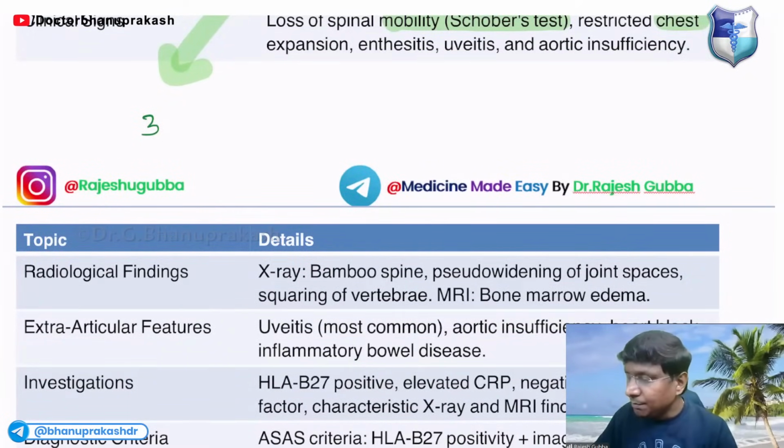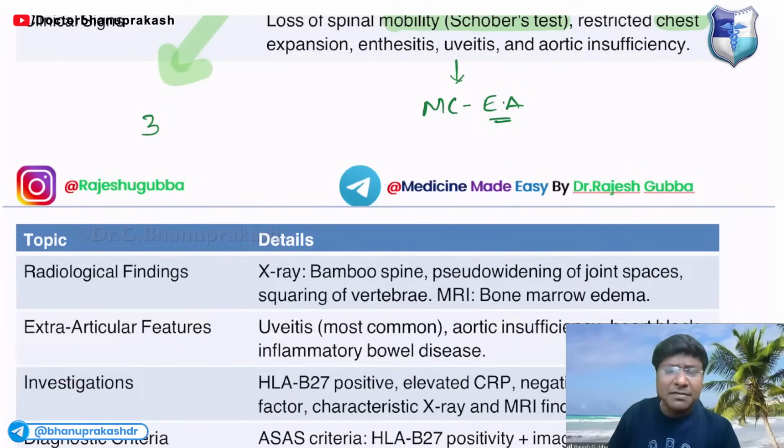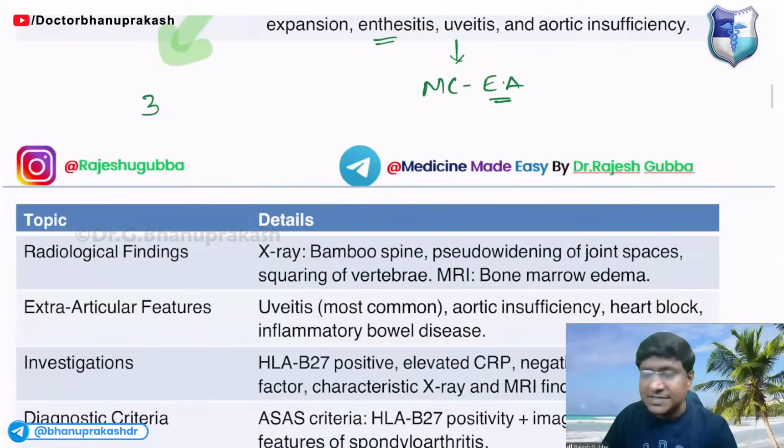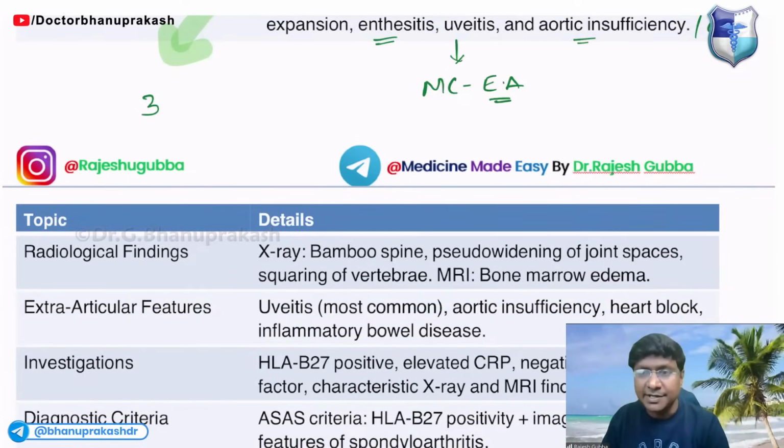And what is the most common extra-articular manifestation? The most common extra-articular manifestation in ankylosing spondylitis is anterior uveitis. Apart from anterior uveitis, the other features that you will have are enthesitis, and in the heart there will be aortic regurgitation or aortic insufficiency. These patients can also develop complete heart block, and that is because of AV nodal block. That is ankylosing spondylitis, right?